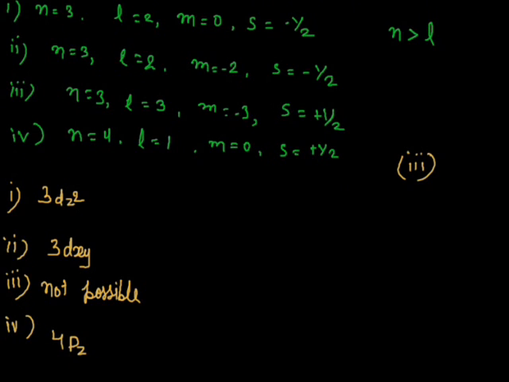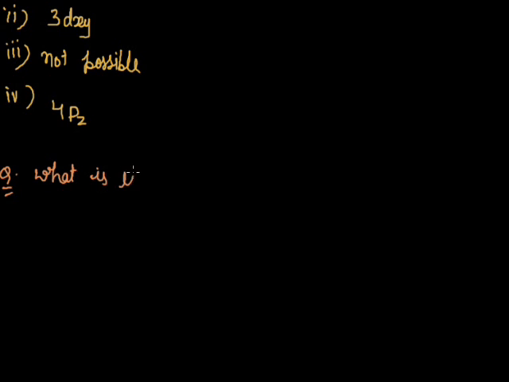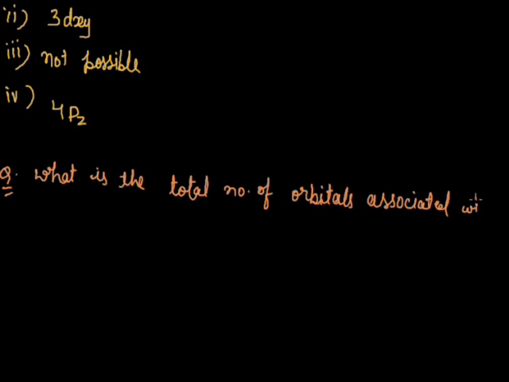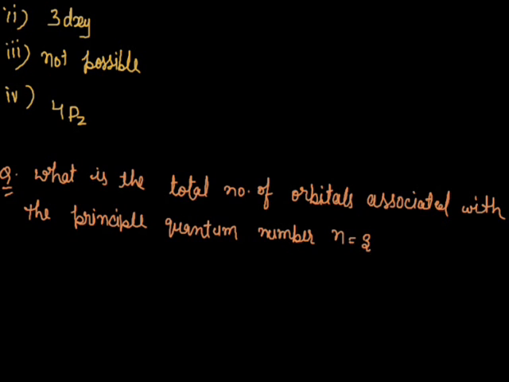Now the next question is, what is the total number of orbitals associated with the principal quantum number n equal to 3? We have to find out the total number of orbitals associated with the principal quantum number n equal to 3. And we know very well that only the subshell for which the value of n is greater than l is possible. So if the value of n is 3, then the possible values of l can be 0, 1 and 2.